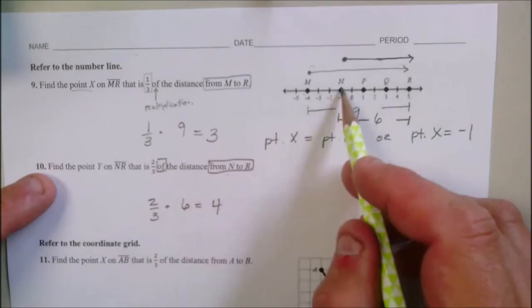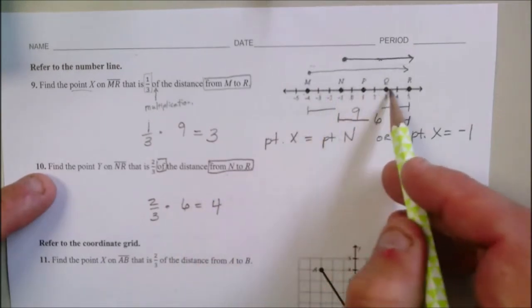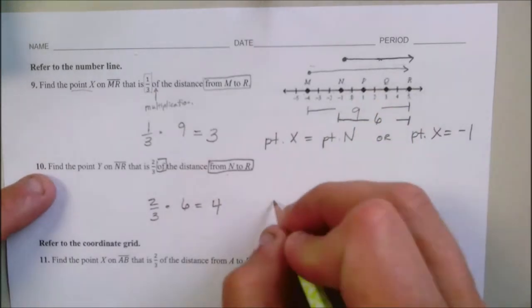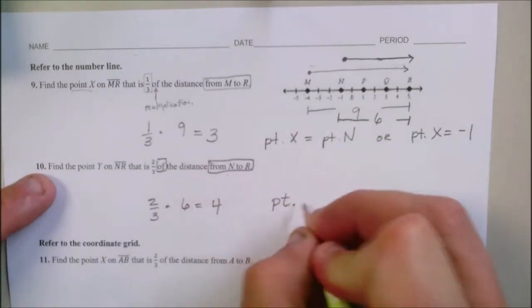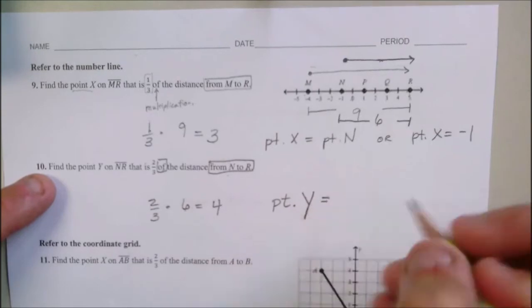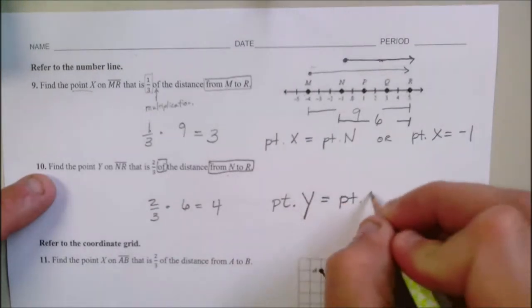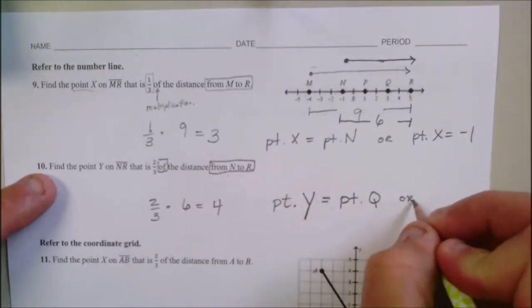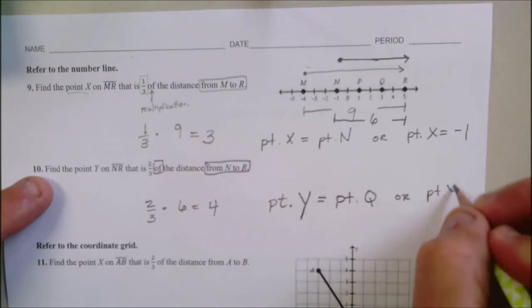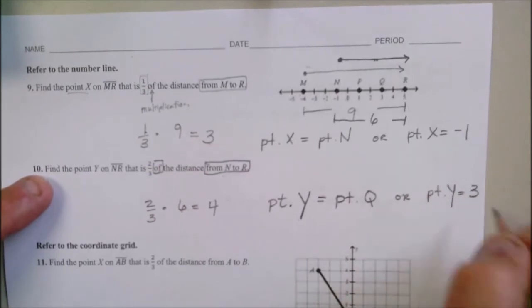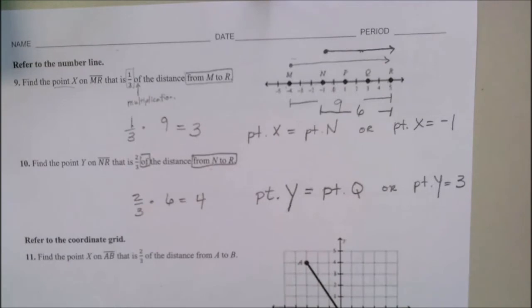So if I count 4 units over, 1, 2, 3, 4, what I see is that point Y is the same as point Q, or that point Y is going to be 3. Okay, so I hope those fractions aren't so intimidating now. You're telling yourself what portion of the distance you're actually traveling to get to that point.